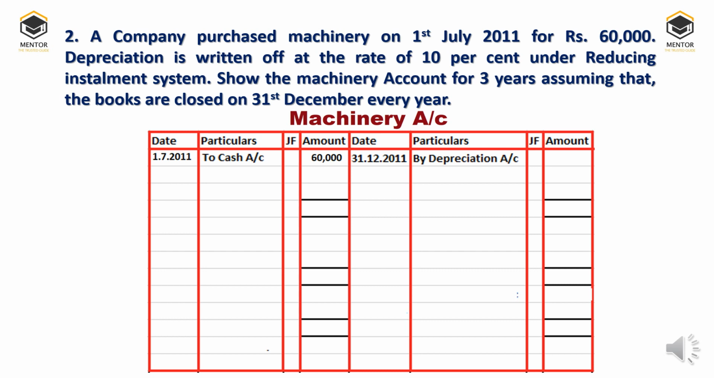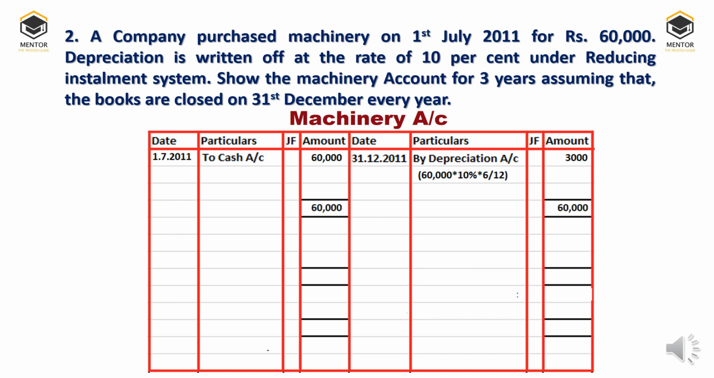How much depreciation we need to charge? 60,000 into 10%. But we are closing on 31st December. From the date of purchase, how many months have we used the asset? 1st July we purchased. We are closing on 31st December, in the sense we used it for only 6 months. Therefore, we charge only 6 months depreciation. That comes to 3,000. How did we get the 3,000? That is 60,000 into 10% into 6/12. Because we are charging depreciation for only 6 months, as we have used it for only 6 months. Clear? Then we will close the account.